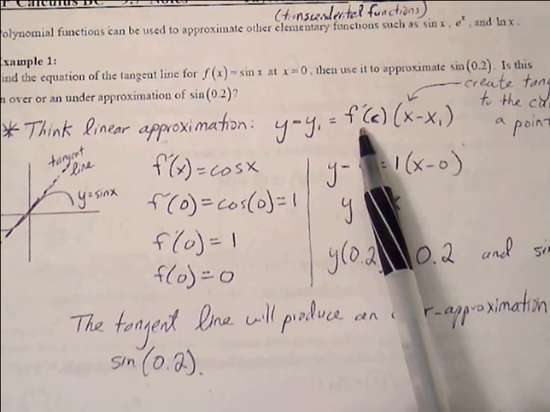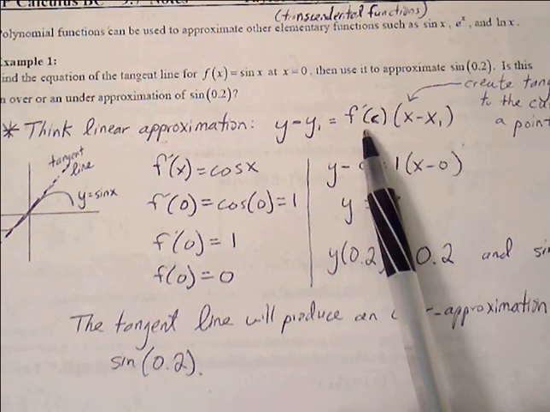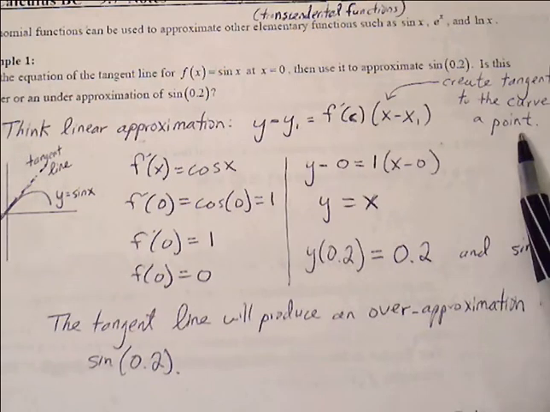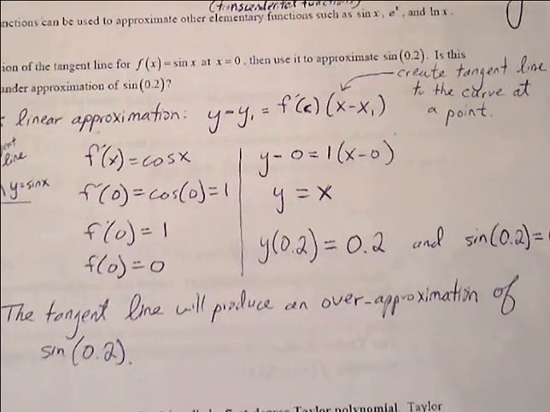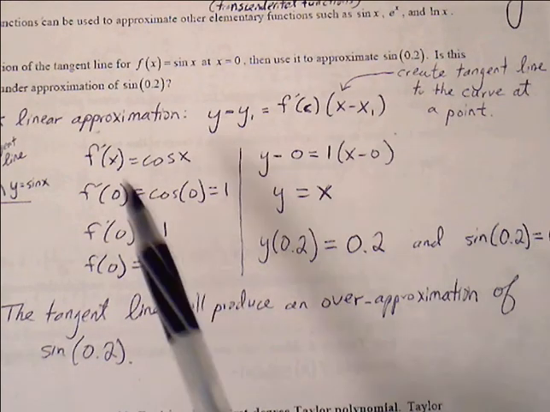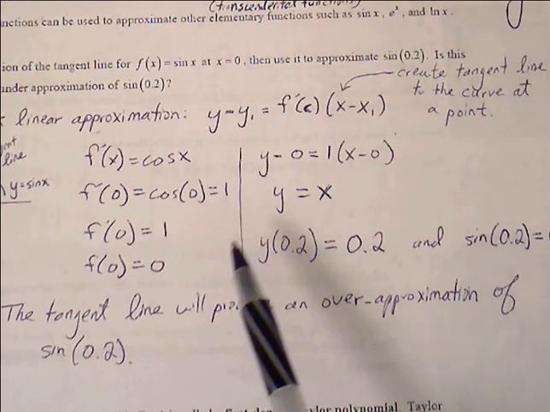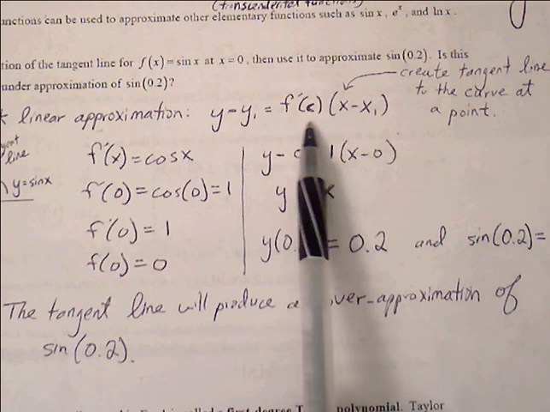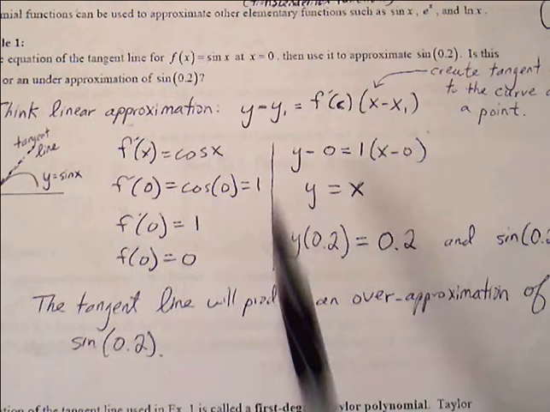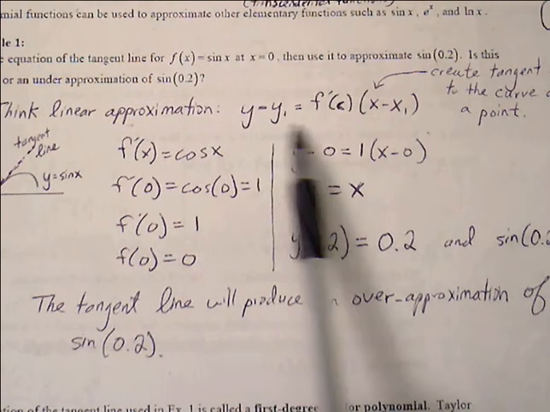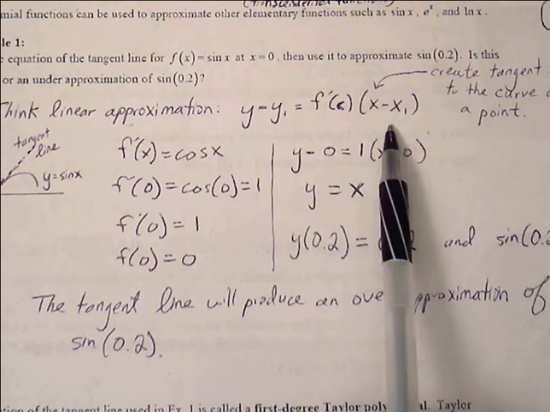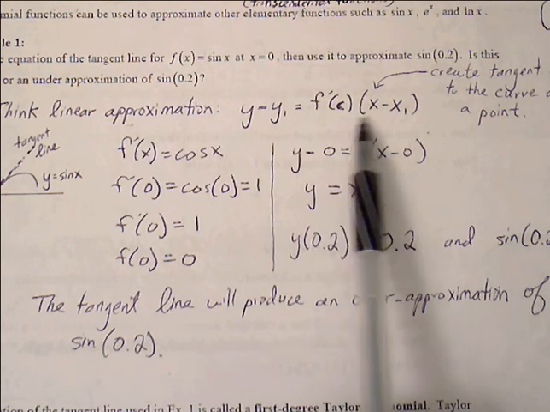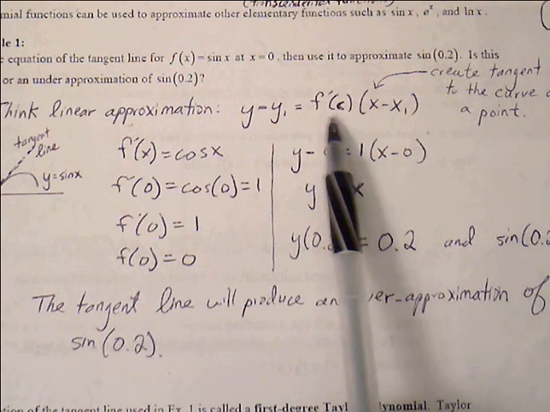where the slope matches the point on the curve. So if we create the tangent line to a curve at a point, then we can get a pretty good approximation of the curve as long as we are choosing values that are close to the point of tangency. Here the tangent line equation comes from the point-slope form: y minus y sub 1 is equal to slope times x minus x sub 1, where the slope is f prime of c.